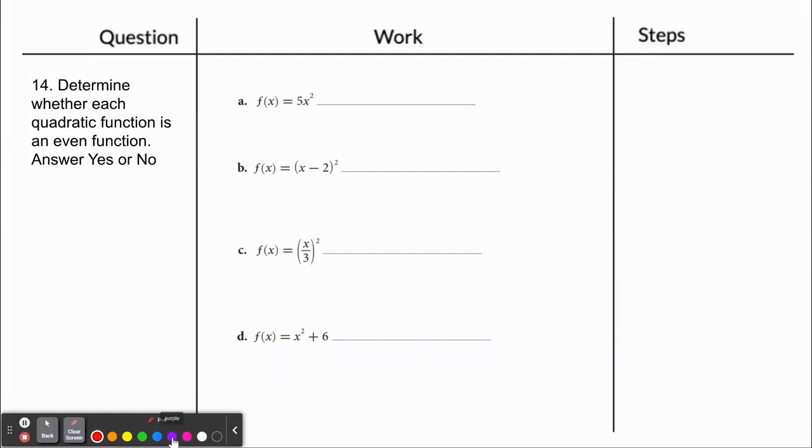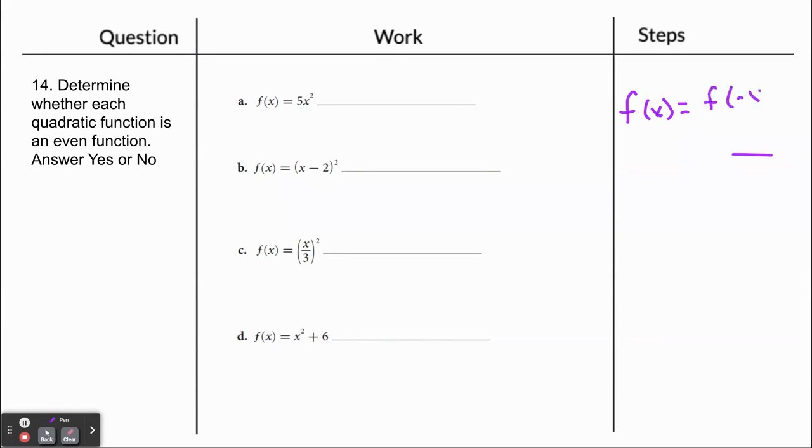So for this one here, we are asked to determine whether each quadratic function is an even function. Remember, a function is even if the parent function, the original function, would give us the same value as if we plugged in a negative x value. So what that means here is that we can actually try some of these out to check it out. It's also talking about the degree of the function, but let's take a look by plugging some in.